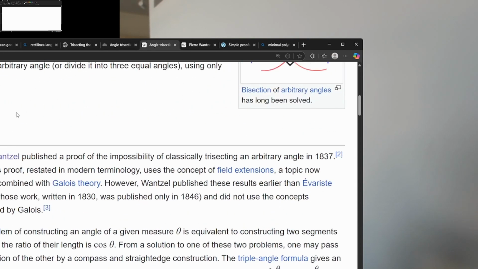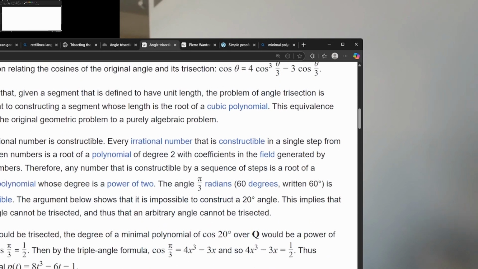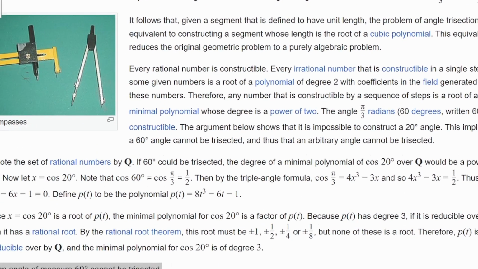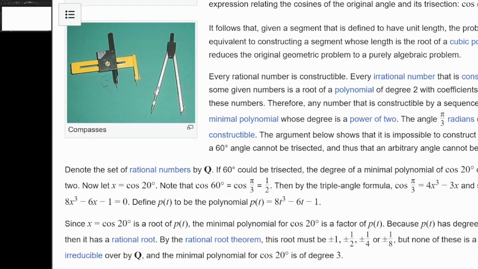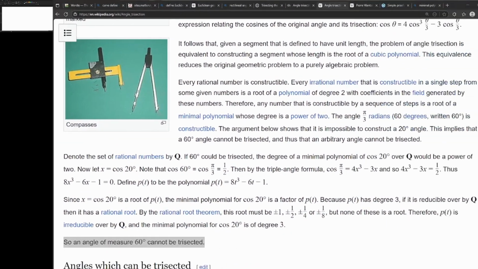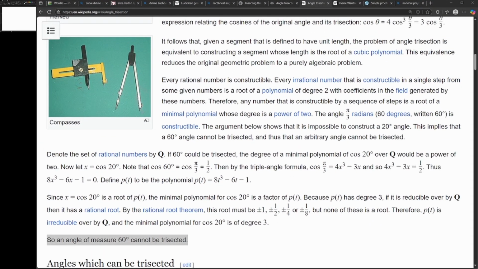Pierre Wantzel, I think he's French, goes in pretty deep about it, and this is the heaviest math paragraph I've read since high school, which says it's impossible to make a 20-degree angle, so you can't split a 60-degree angle into three. So it's impossible to solve the problem of, and this is the plainest way I can say this problem, create a system that can trisect any angle using a straight edge and a compass.